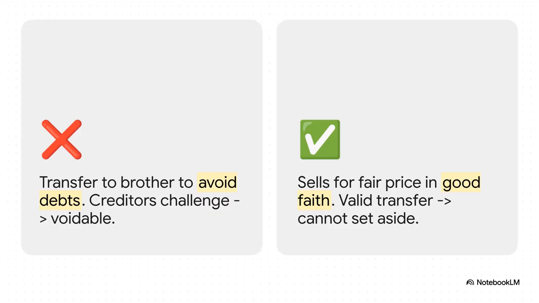Look at this comparison. On the left side, A transfers property to brother to avoid paying debts. Creditors can challenge, transfer voidable. On the right side, A sells property to B for fair price in good faith. Valid transfer cannot be set aside. I explicitly instruct you to draw a similar comparative visual, perhaps a small table, right there on your exam paper. Contrasting a voidable transfer against a valid transfer side by side demonstrates an examiner-friendly structure that practically guarantees marks.